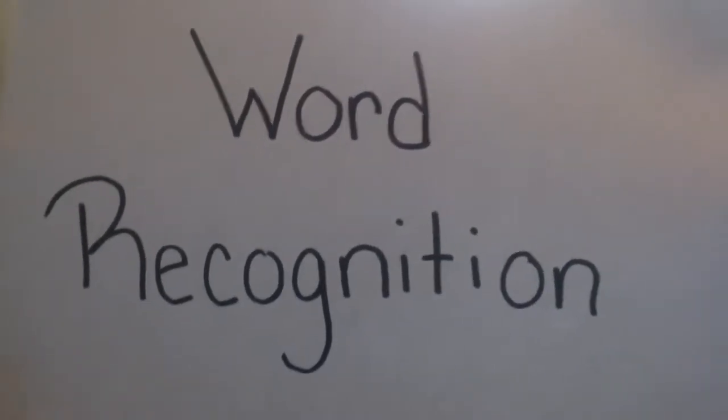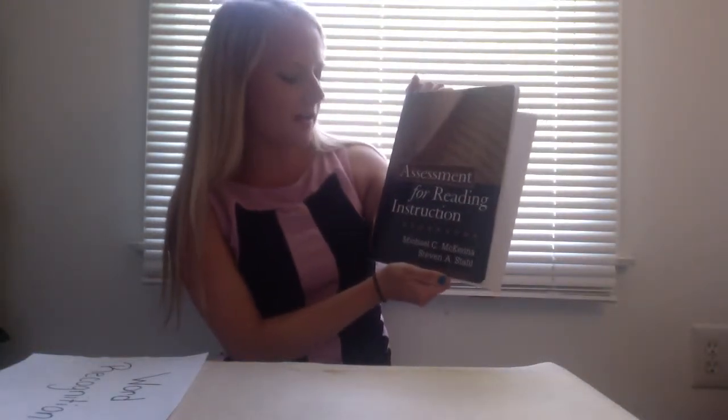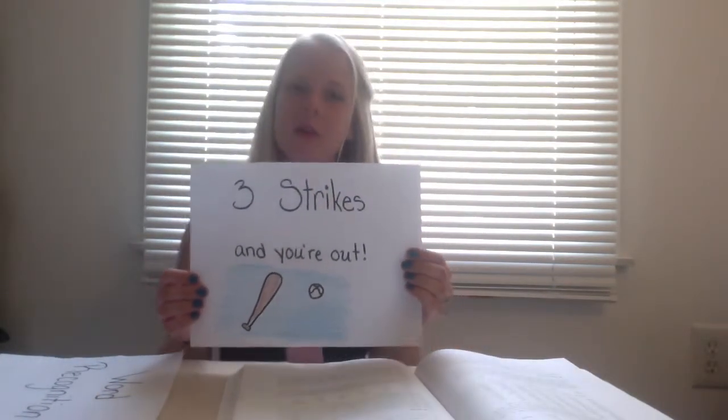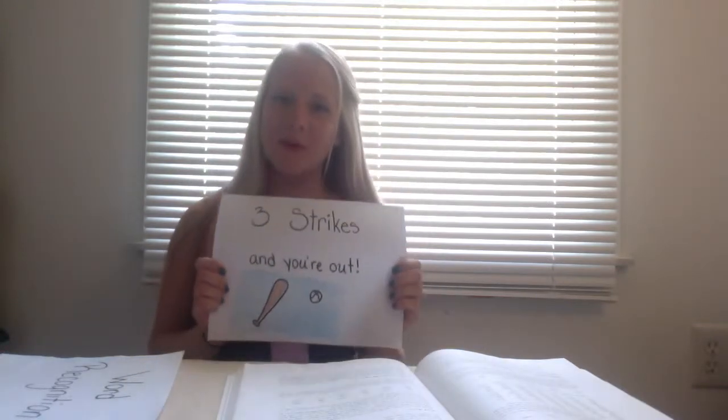This is a word recognition lesson. This lesson has been inspired from our book, Assessment for Reading Instruction by Michael McKenna and Stephen Stahl. This lesson activity was read on page 129. It's an activity called 3 Strikes and You're Out. In this scenario, you want to be out. Being out is the goal.